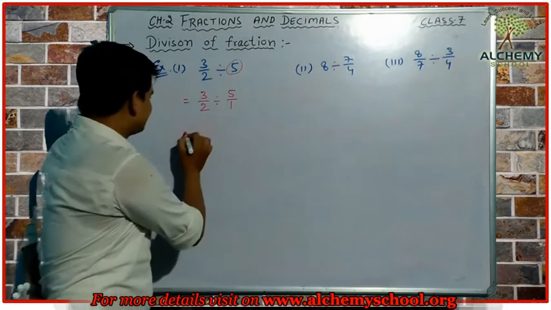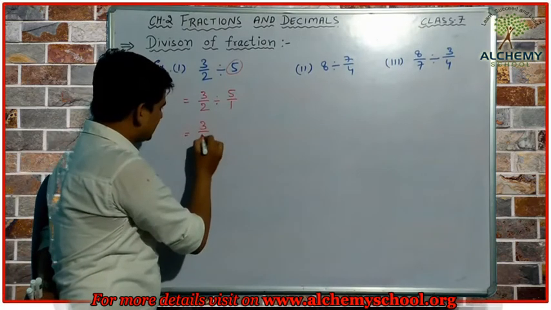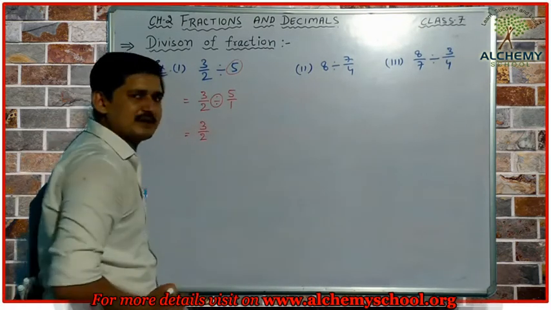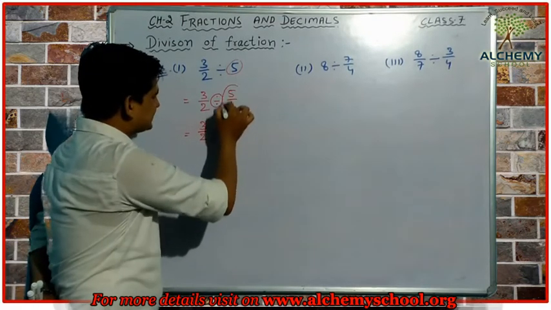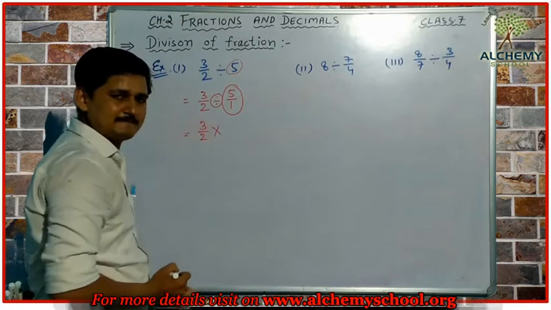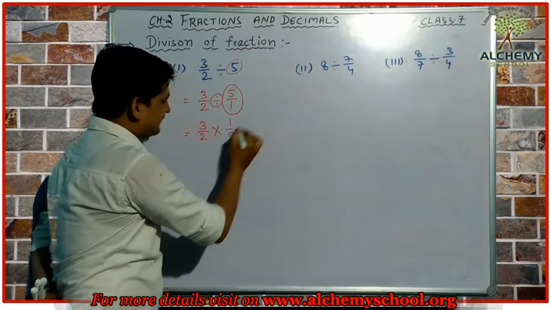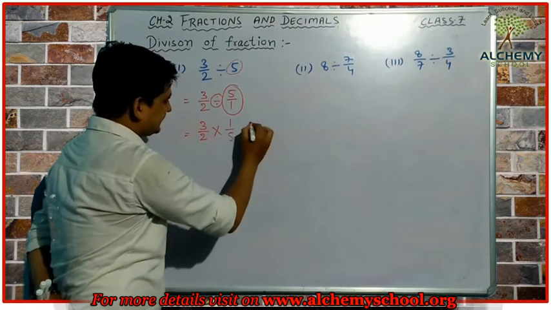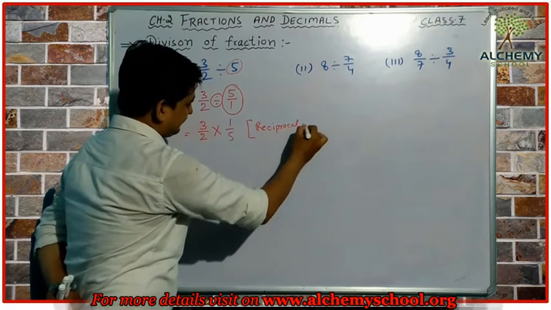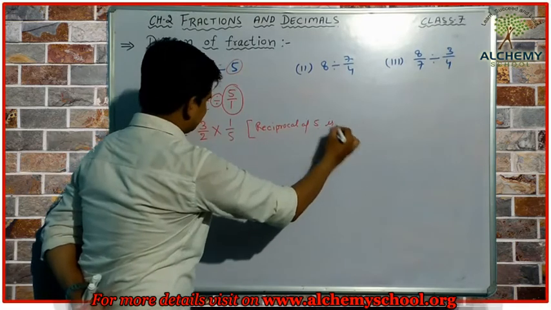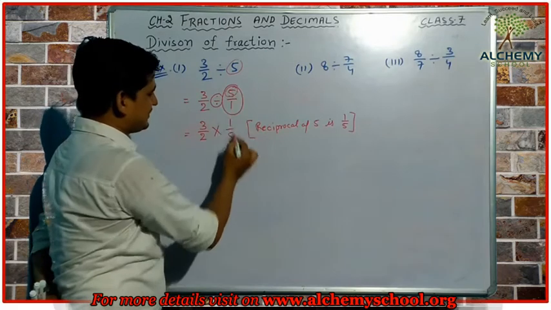Now it is very important to understand the second step. In the second step, the first fraction will be written as it is, so we will write here 3 upon 2. The division sign will be replaced by multiplication, and we have to write the reciprocal of 5 upon 1. The reciprocal of 5 upon 1 will be 1 upon 5. So we have to find the reciprocal of 5 and it will be 1 upon 5.